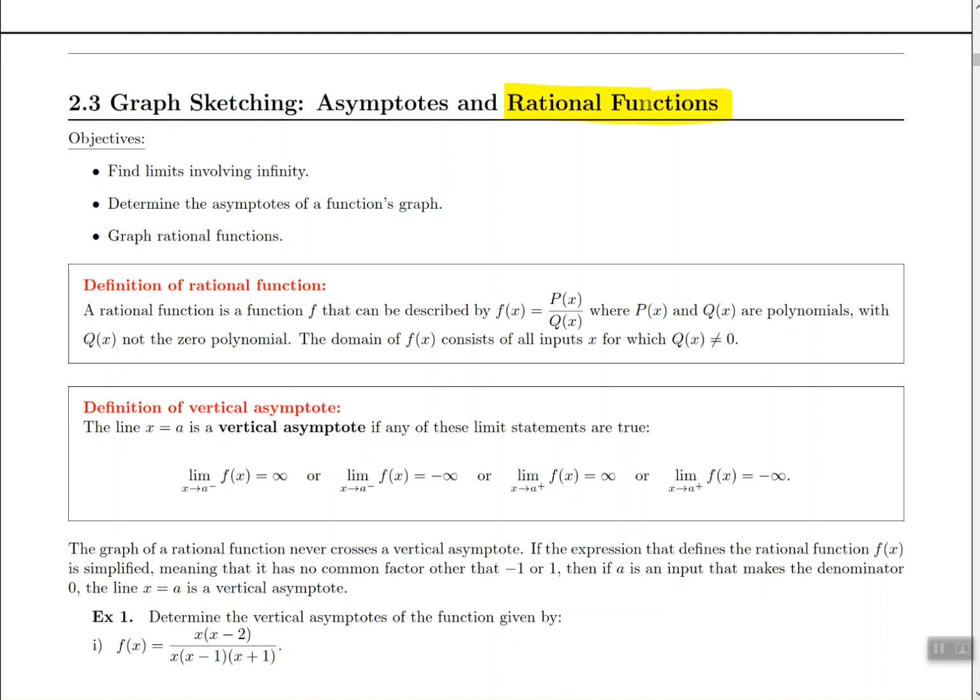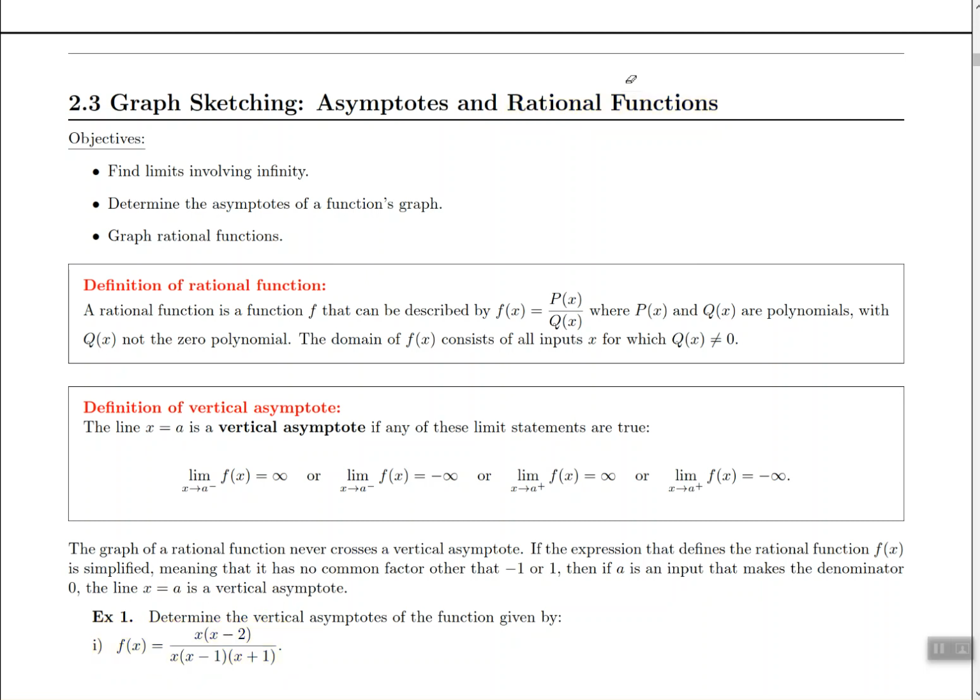A rational function is basically a function or a problem that has a fraction. So you'll see down here, this is an example of a rational function. These usually have pretty interesting graphs. The graphs are not always connected. There's usually gaps and things like that. So that brings us to the first topic, which is what is a vertical asymptote.